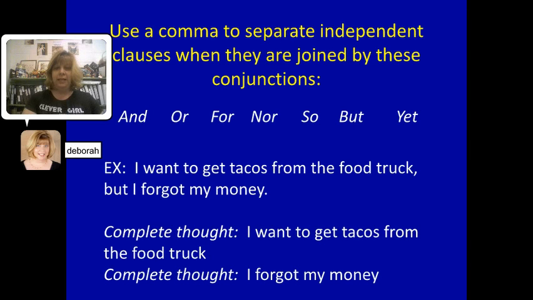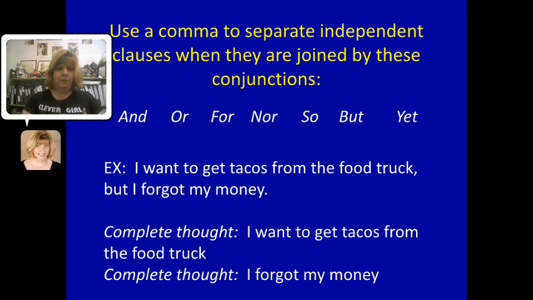Commas are also used in a sentence to separate independent clauses when they're joined by one of these conjunctions: and, or, for, nor, so, but, or yet. So an independent clause, again, is 2 complete thoughts that you're putting together into a single sentence. So I want to get tacos from the food truck, but I forgot my money today. So those are really 2 different complete thoughts.